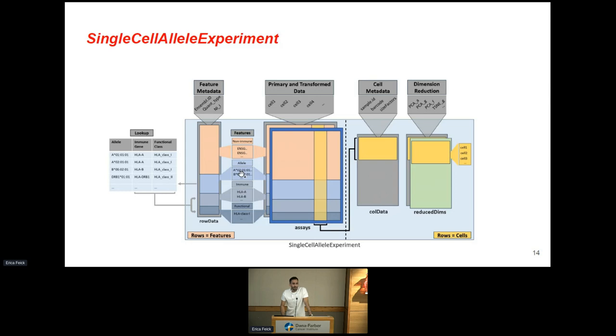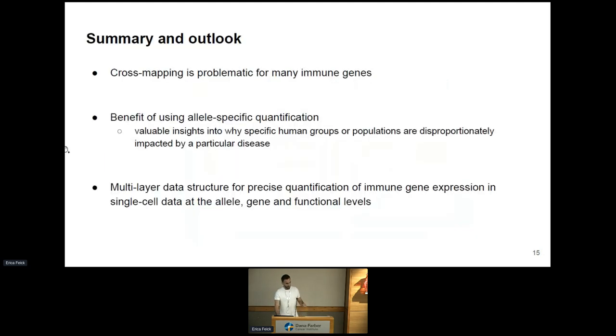How do we tell Bioconductor functions which level of information to use: the allele, the gene, or the functional level? We do this through a metadata or lookup table that we create using the allele information. Basically it has three columns. It says which allele belongs to which gene and to which functional level or class, like HLA class 1 or HLA class 2.